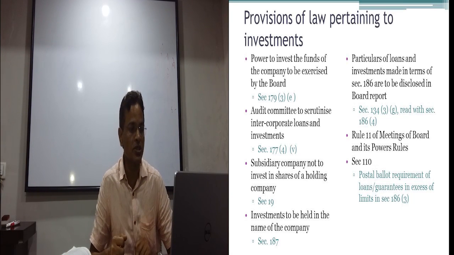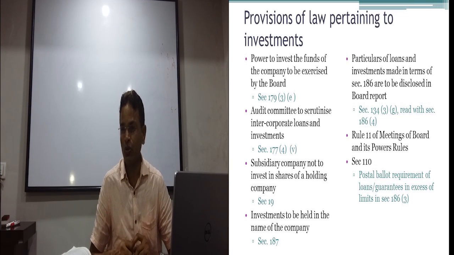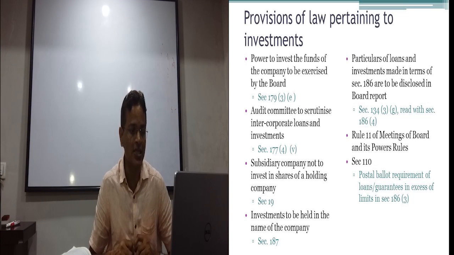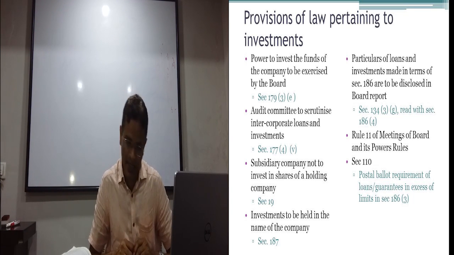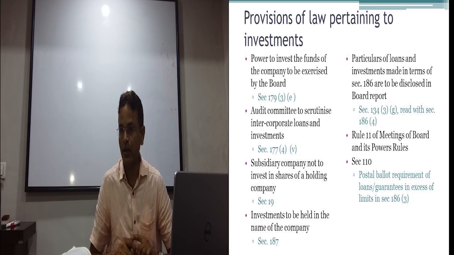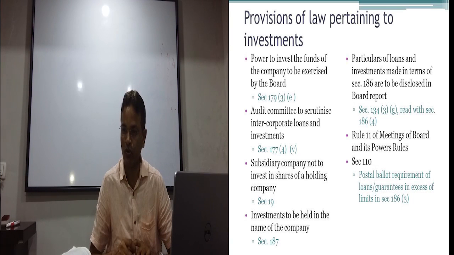The relevant rule for the purpose of investments is rule 11 of the Meetings of Board and its Powers Rules, so we need to refer to the rules as well. And I also need to say that if the company ever wants to exceed the limit of section 186(3), which we're going to talk about in terms of lending, giving loans to companies, then the approval of the general meeting will have to be obtained by postal ballot in terms of the rules framed under section 110.